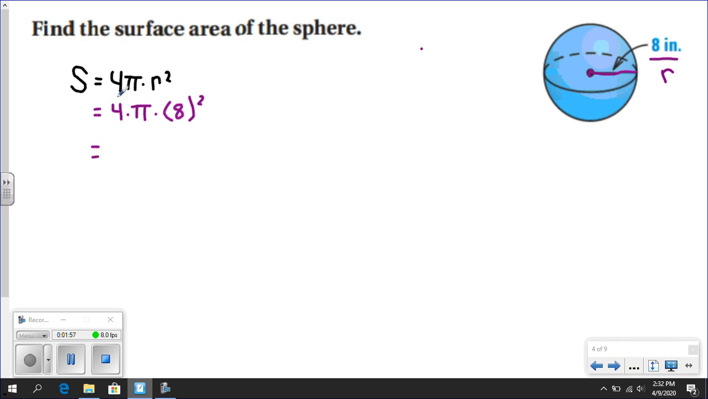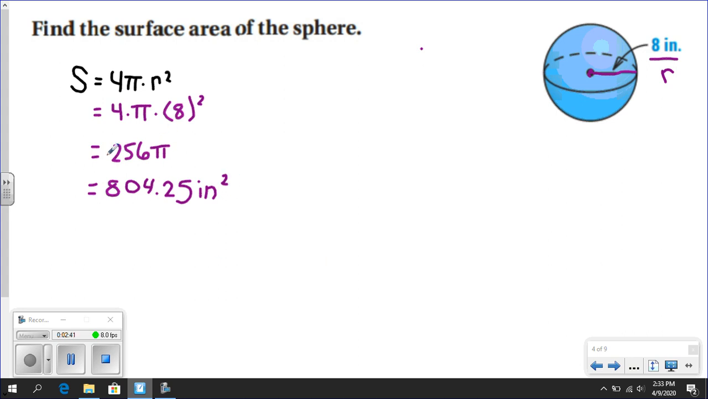All right, if I want to simplify this, 4 times 8 squared would give me 256 times pi. And I can simplify this even more by plugging this entire thing into my calculator using the pi button. And when I do that, I get 804.25. And I'm in inches. Since we're talking about area, I'm going to square that answer.